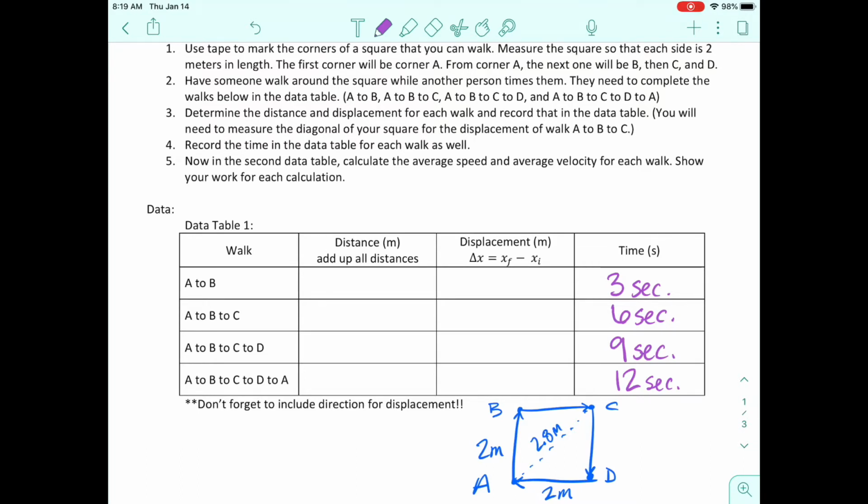Number 3, determine the distance and displacement for each walk and record that in the data table. You will need to measure the diagonal of your square for the displacement of A to B to C. So remember, with displacement, you care about your starting point and your ending point. And for all the walks, you can figure that out just looking at the square, because you know that each side is 2 meters. But when we walk from A to B to C, A is our starting point and B is our ending point. So the displacement is this diagonal line that we actually had to measure. And we got that it was about 2.8 meters.